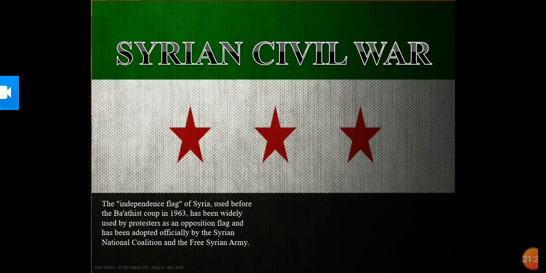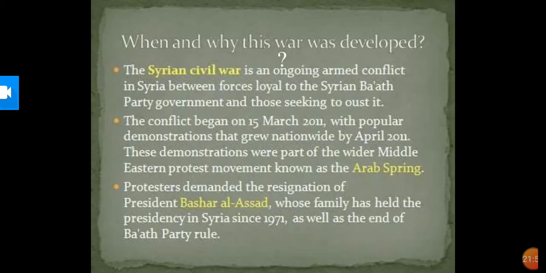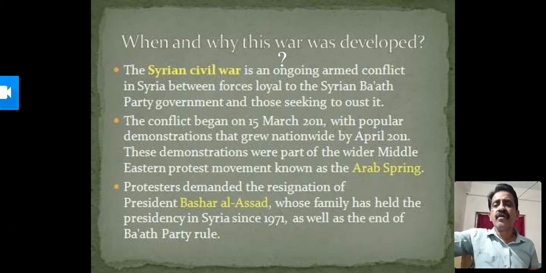So let us move on to the Syrian civil war. The independent flag of Syria, used before the Ba'athist group in 1963, has been widely used by protesters as an opposition flag and has been adopted officially by the Syrian National Coalition and the Free Syrian Army. When and why this war developed, we are going to see. The Syrian civil war is an ongoing armed conflict in Syria between forces loyal to the Syrian Ba'ath party government and those seeking to oust it.